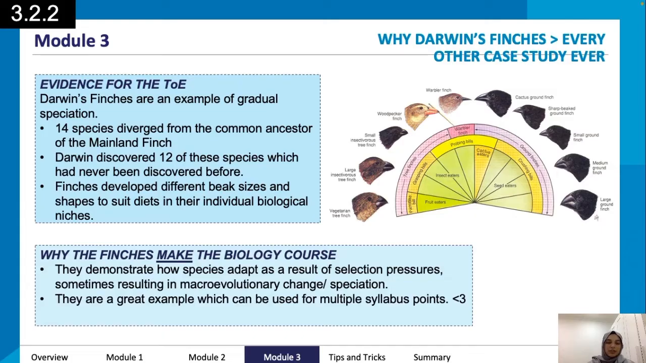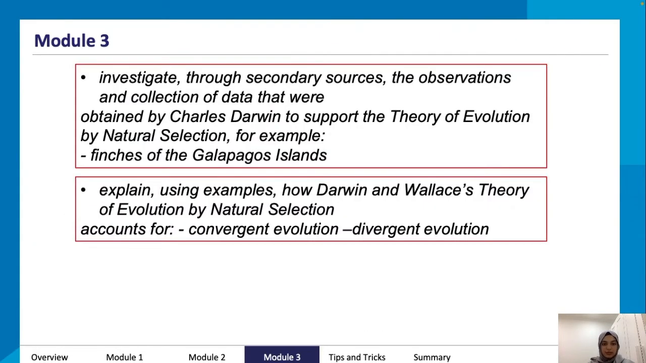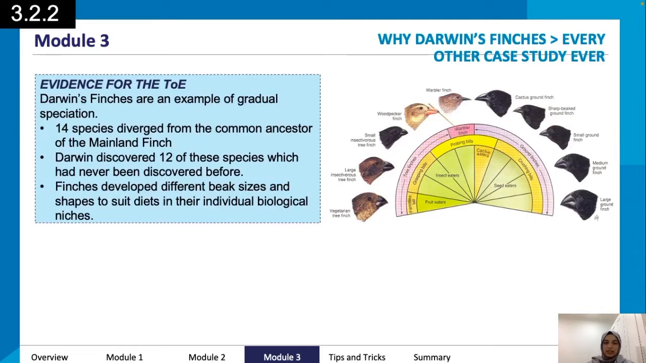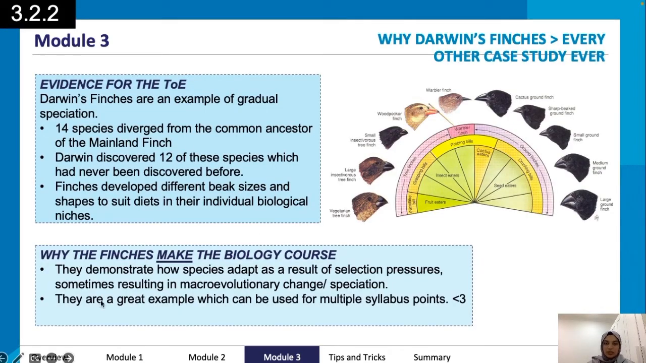Why do the finches make the biology course? They actually demonstrate how species adapt as a result of selection pressures, which is something we went through earlier, the external agent, remember? External agents which affect an organism's ability to survive in a given environment. Remember that definition? That's why it's here. They're a great example which can be used for multiple points in the syllabus, which is why I would recommend making sure you do know this example.